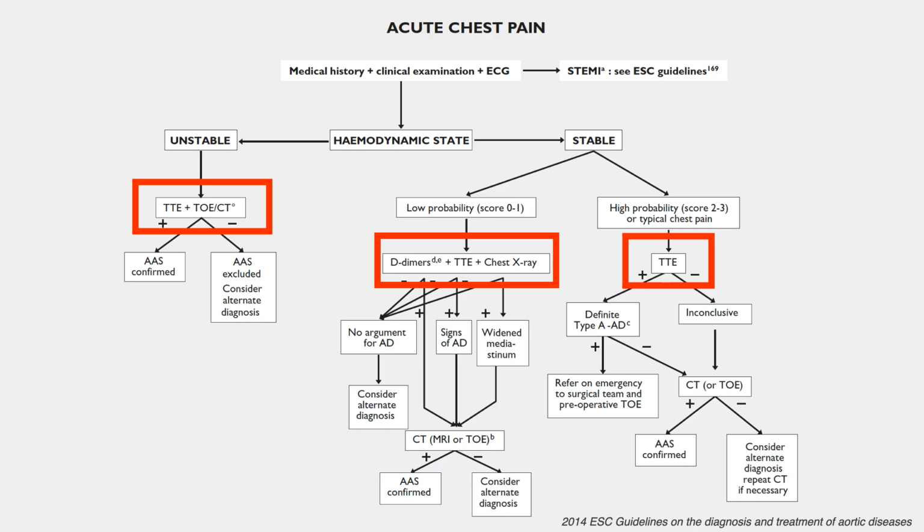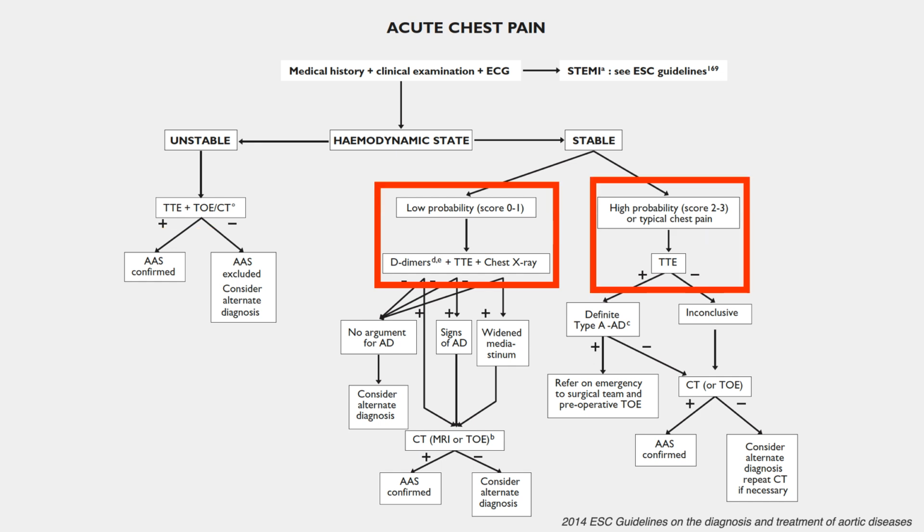Following ESC guidelines, for suspected aortic dissection, TTE is recommended as an initial imaging investigation in both stable and unstable patients. In stable patients, we can use ADD risk score and with biomarker like D-dimers that has high sensitivity to rule out aortic dissection.